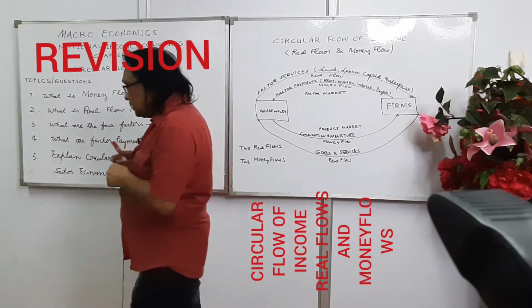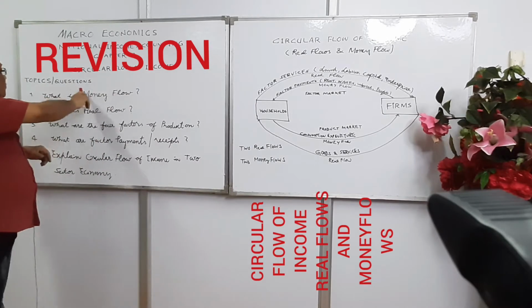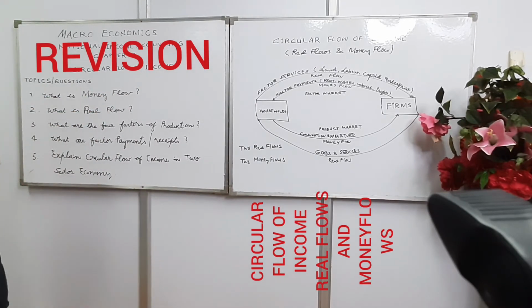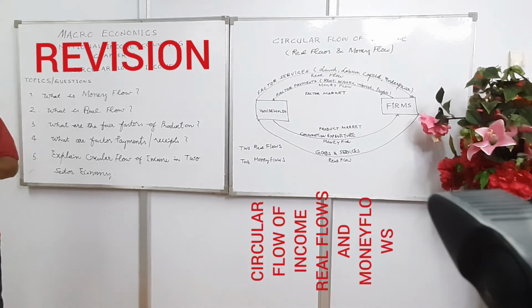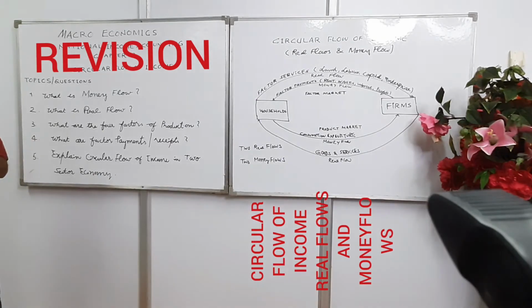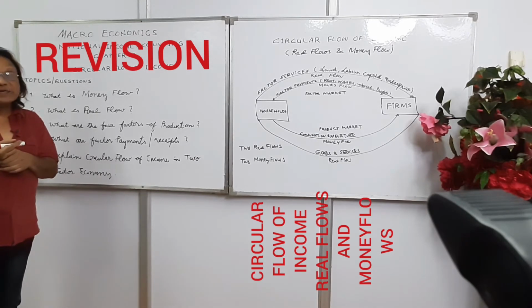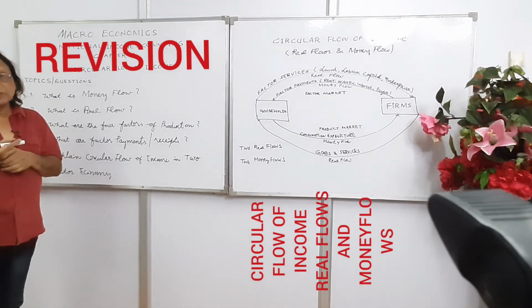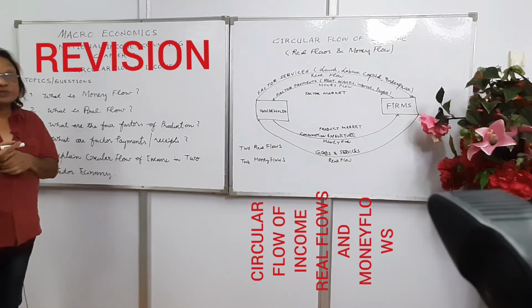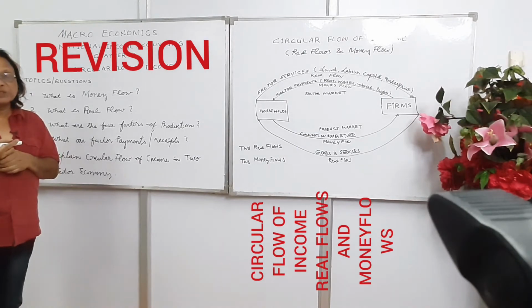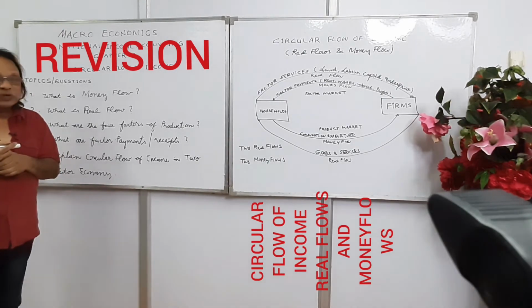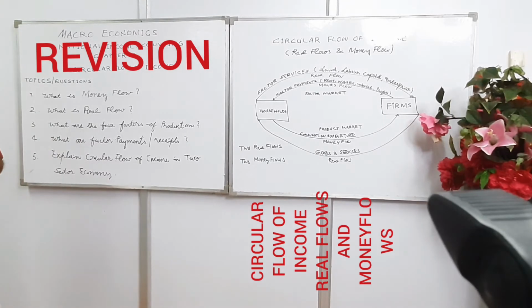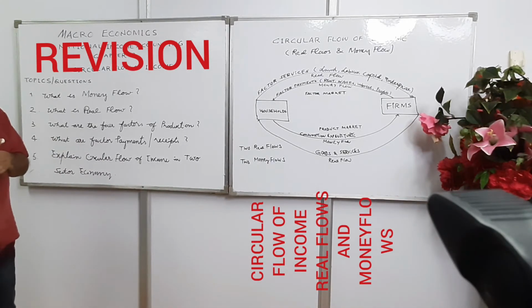So, let's see once again the revision. What is money flow? In one sentence, money flow is flow of money from one sector to the other sector. For example, when the households spend their money for buying goods and services from the firms, the money flow is taking place. When the firms give the households factor payments or factor incomes, the money flow is taking place from firms to the households. That's money flow. In simple words, money flow is just flow of money from one sector to the other sector.